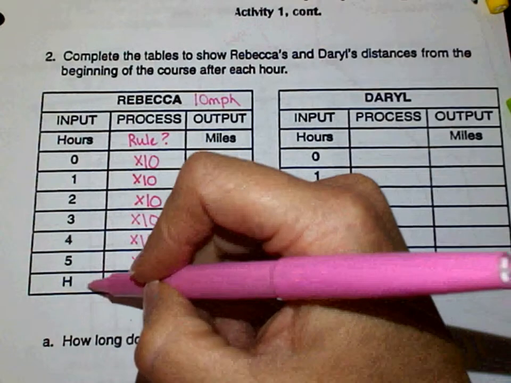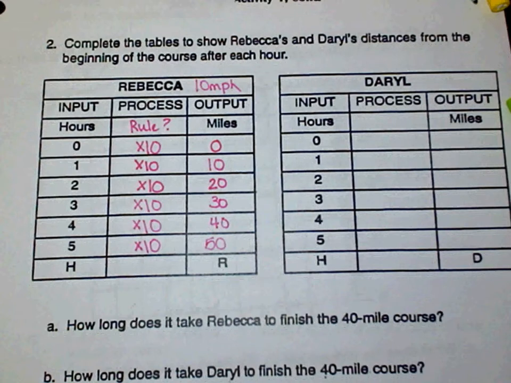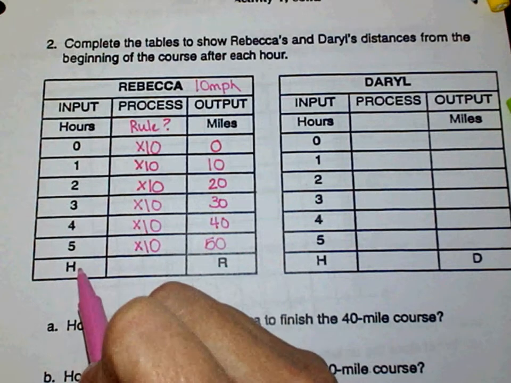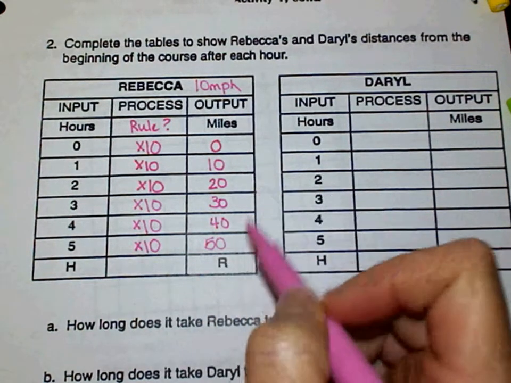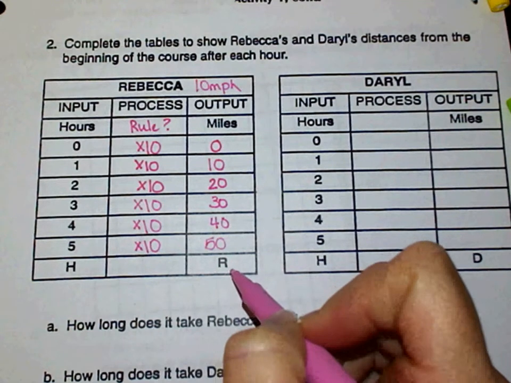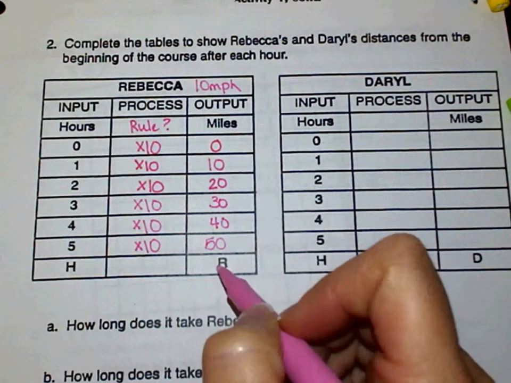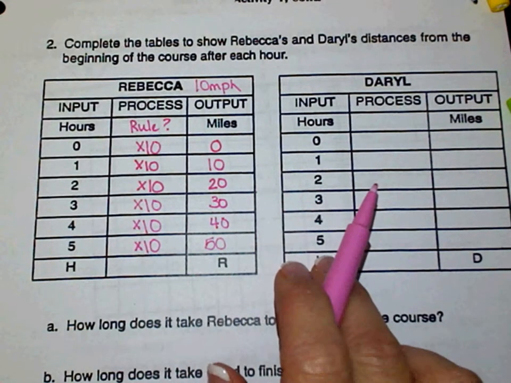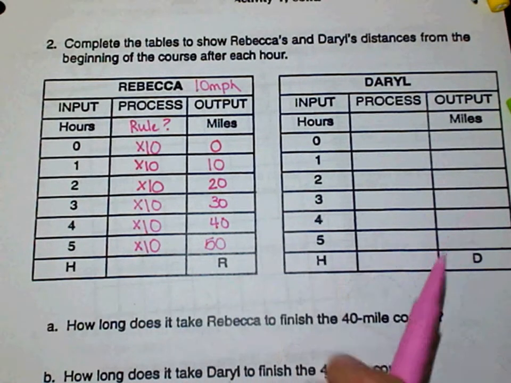So remember that when we started building equations, when we started building ratio tables, we had letters that mean a label, like hours is represented with an H. Miles is represented by an R because this is specifically Rebecca's miles. They do that because we're now dealing with two different people, and to keep it straight, we want to make sure that we understand Rebecca separate from Daryl.